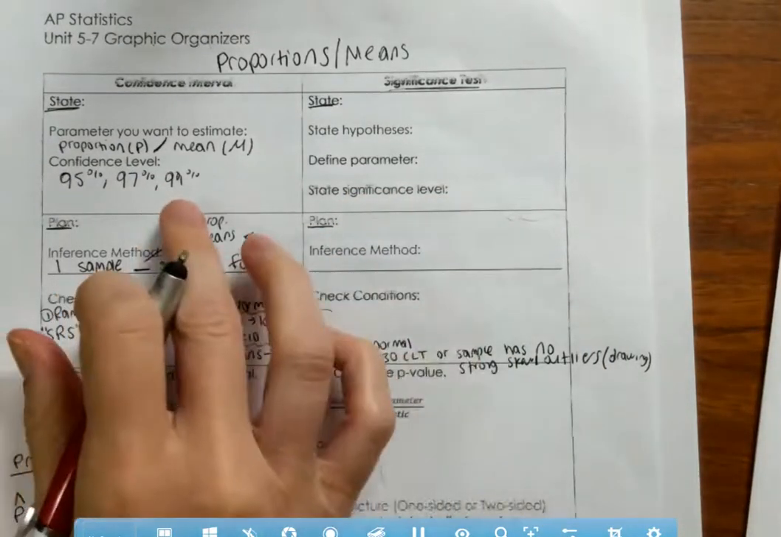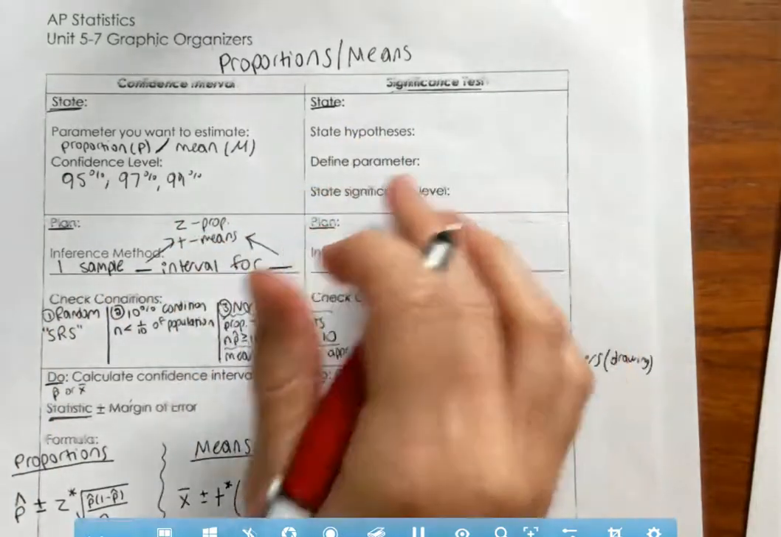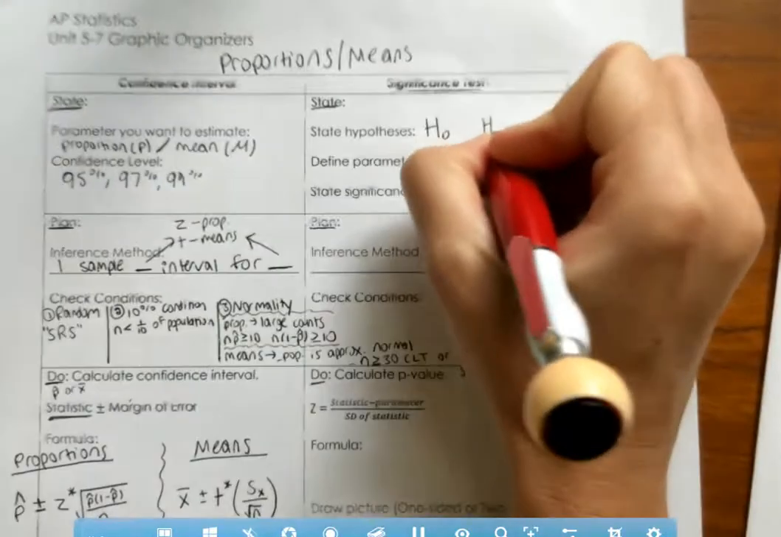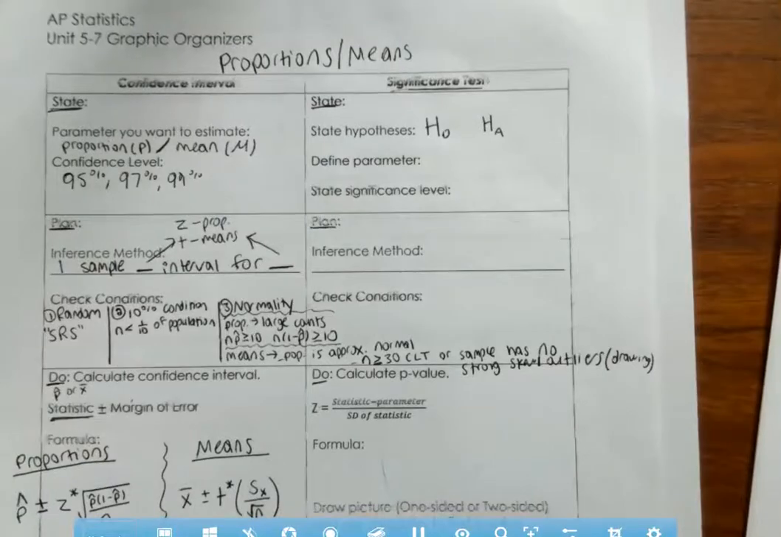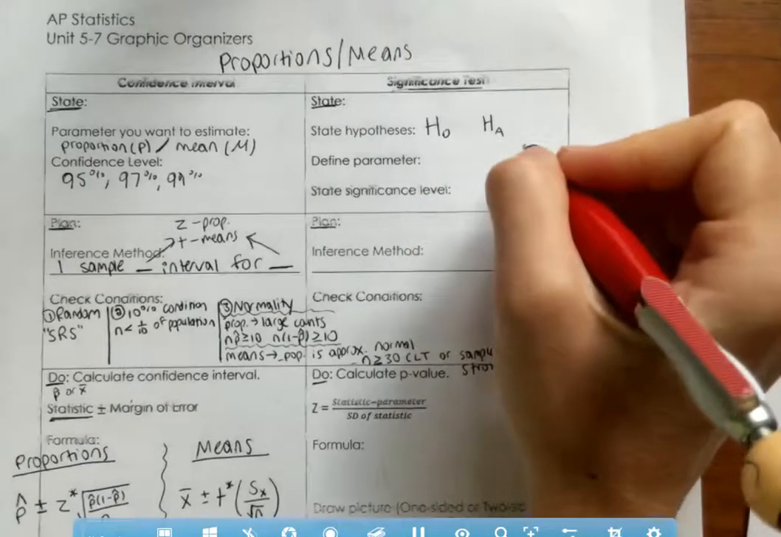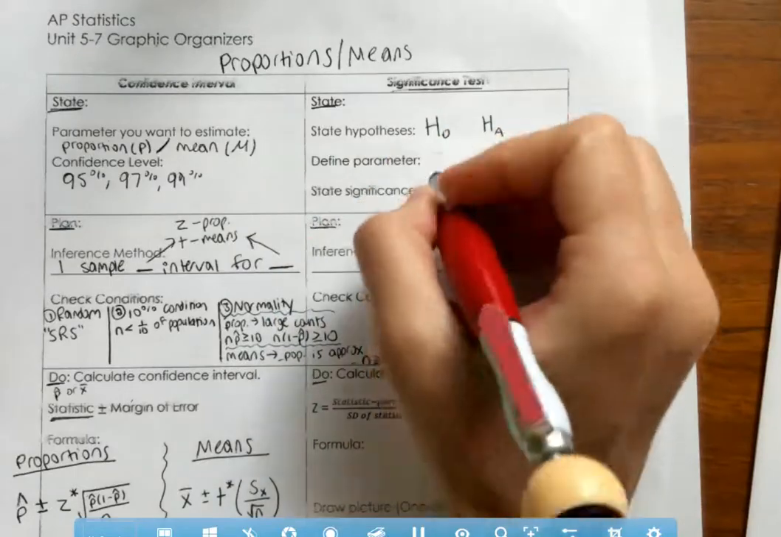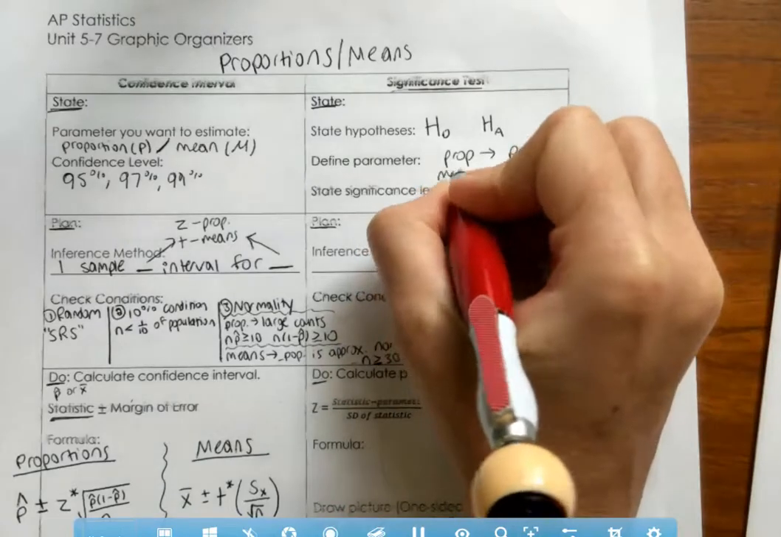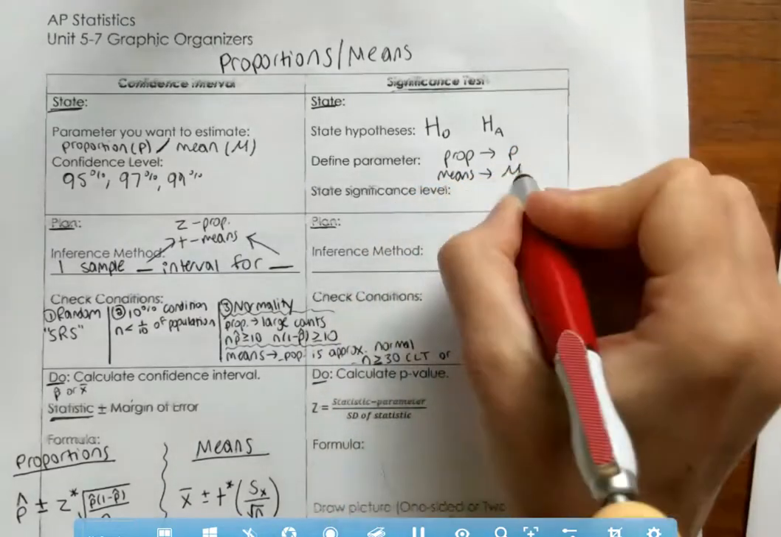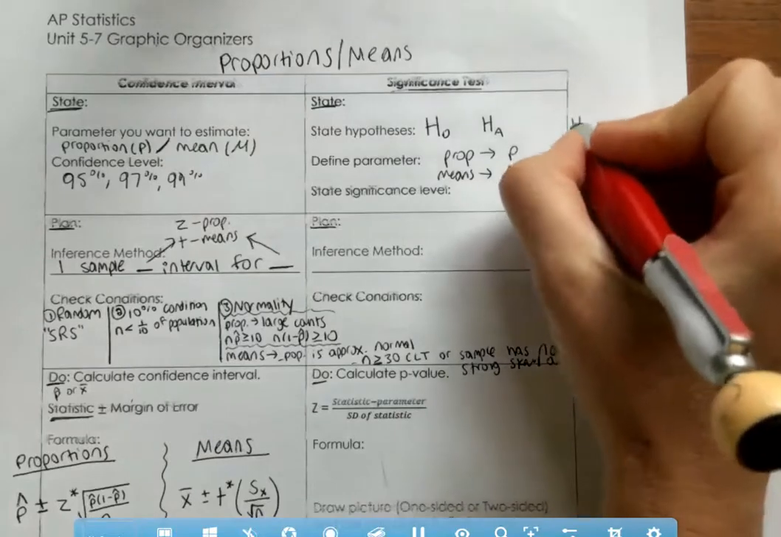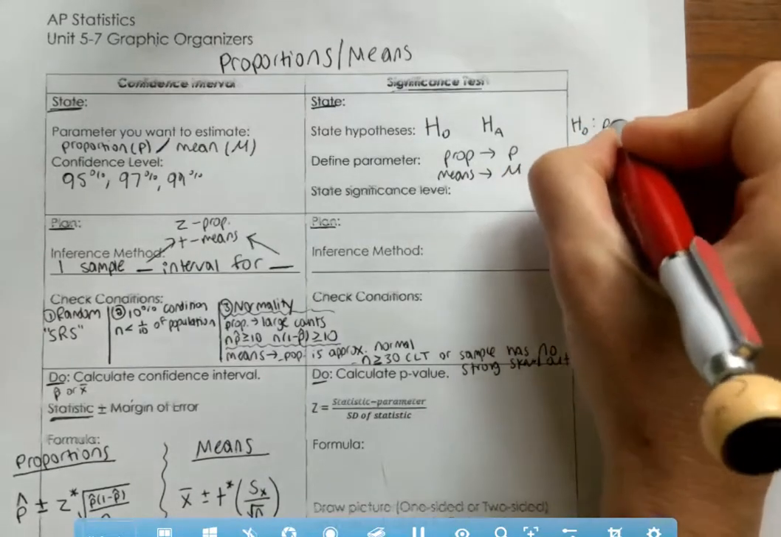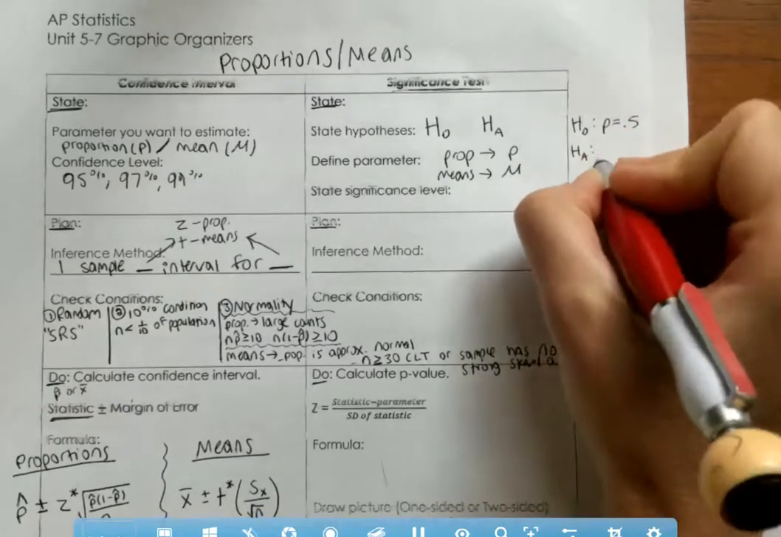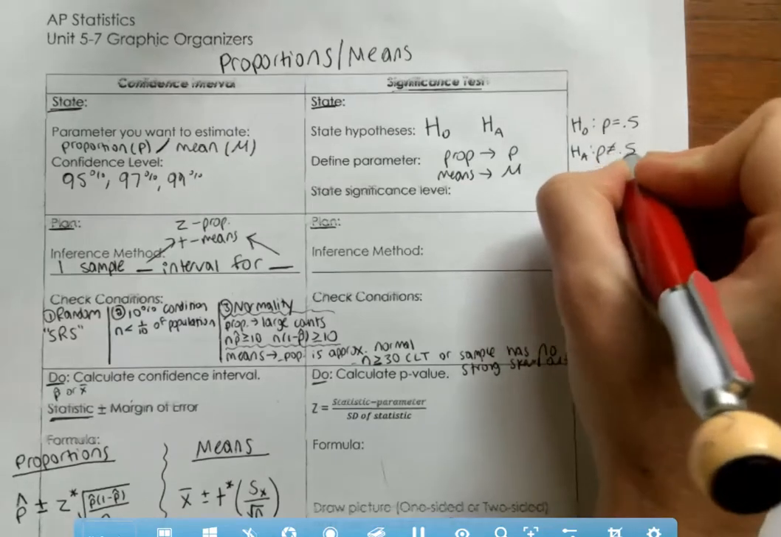So here, instead of stating the parameter we want to estimate, we're going to state our hypotheses. And we have 2 hypotheses, right? We have the null and the alternative. So you're going to state what they are, using the parameter that you use for the test. For proportions, your parameter is p. For means, your parameter is mu. So an example of H null could be that p is equal to 0.5, and your alternative example could be that p is not equal to 0.5.